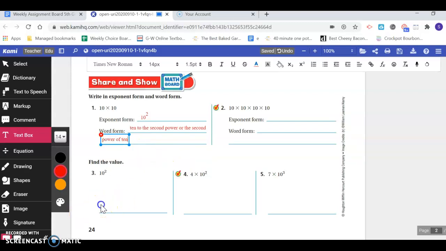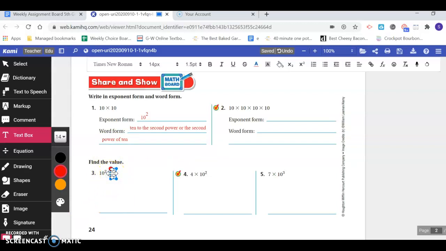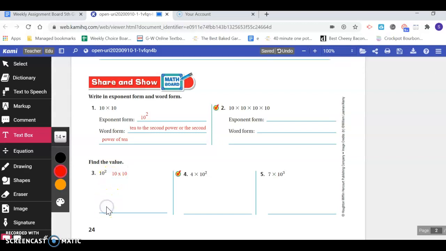Okay, now let's just work on some of these really quickly. Here we have a find the value. So to do that, we're going to want to stretch that back out into its normal form, its more expanded form. So 10 to the second power, that means the same thing as 10 times 10. What is that, 10 times 10? That's 100.